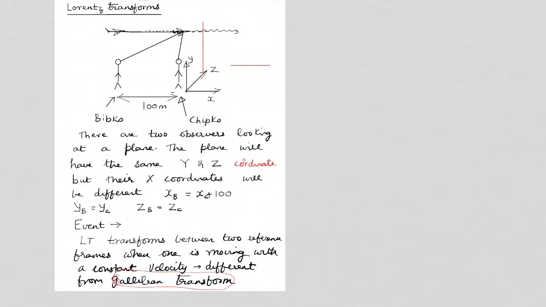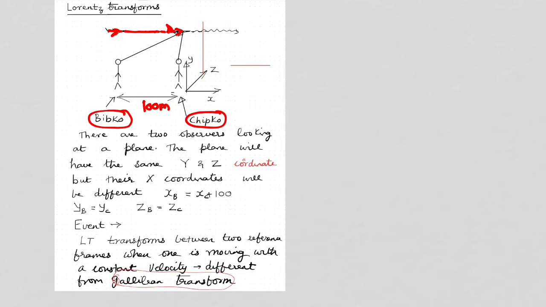One character is called Bibco. So Bibco is here and Chipco. So both these characters are actually observing a plane moving here. So let me show you the plane on top. It's moving in this direction. So this is the plane, and these two people are separated by 100 meter.